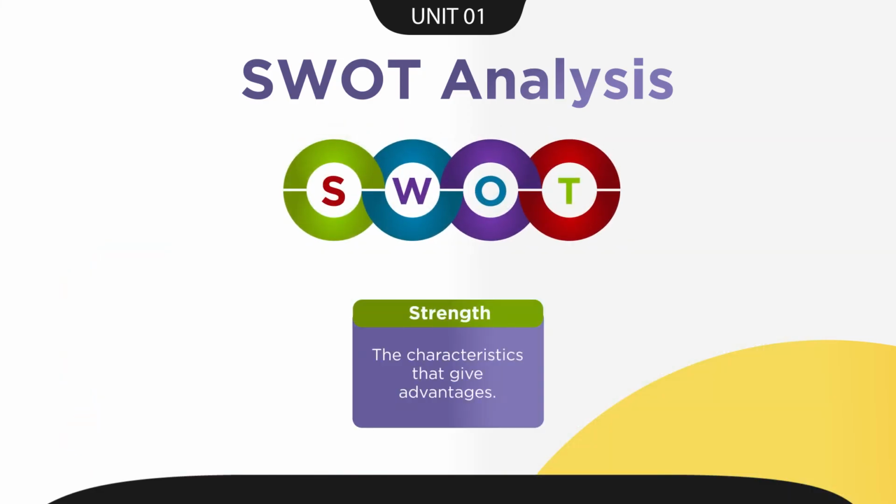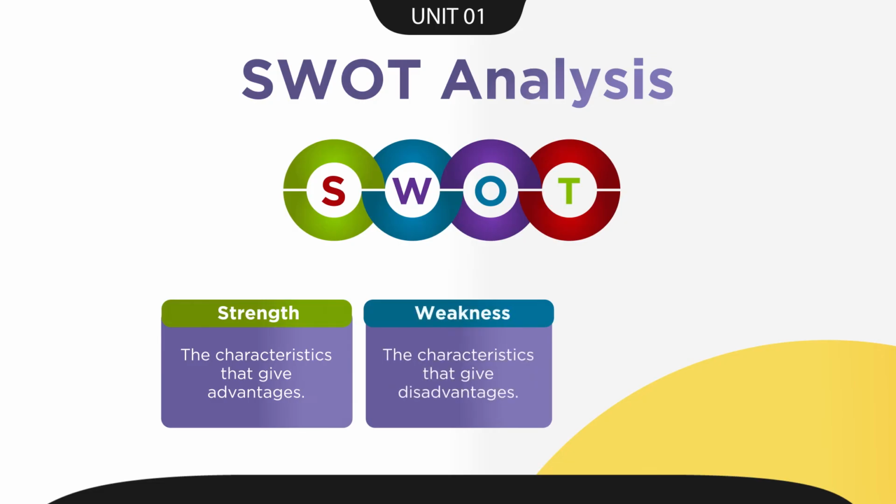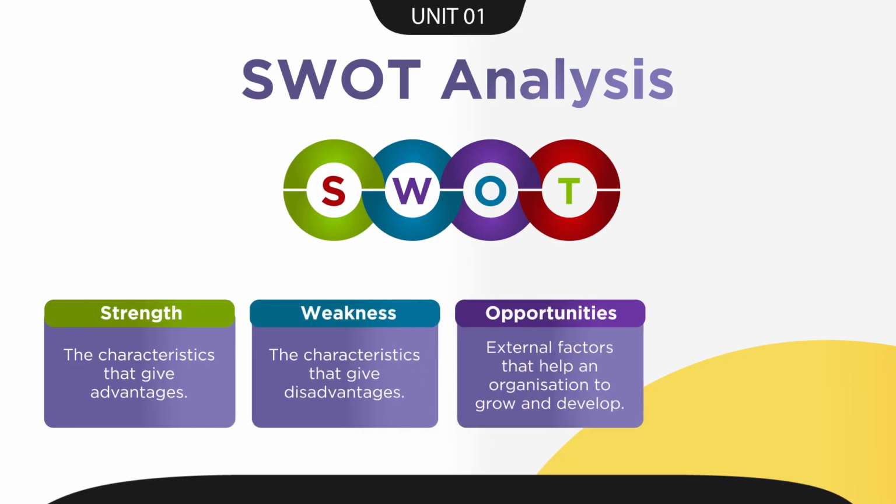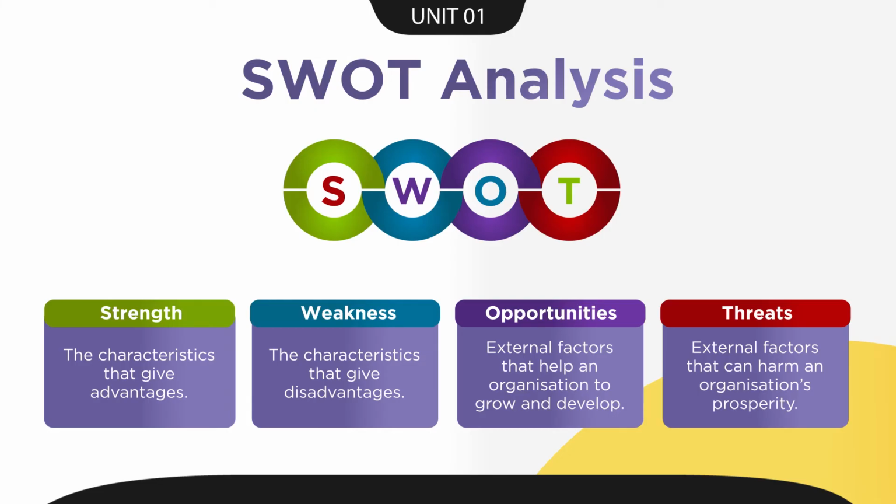A strength is the characteristics that give advantages. A weakness is the characteristics that give disadvantages. Opportunities are external factors that help an organization to grow and develop. Threats include external factors that can harm an organization's prosperity.